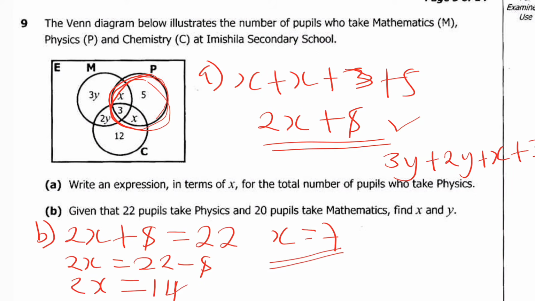So 3y plus 2y is 5 what? 5y. Okay, what is the value of x? We've already calculated the value of x, it is 7. So we're going to say plus 7. So in short, you have 7 plus 3, 10 is equal to 20. Okay, so 5y is equal to 20 minus 10. All right, 20 minus 10 is 10.